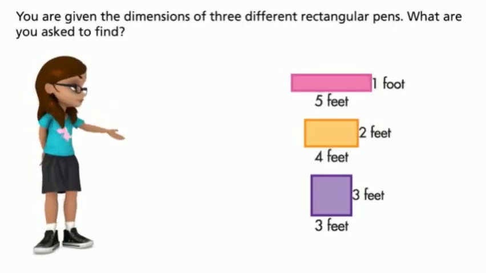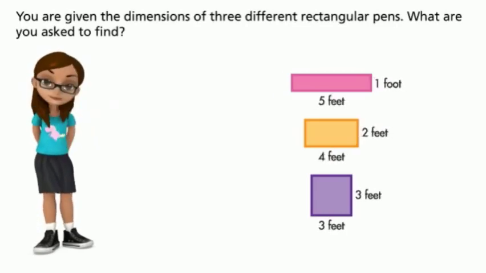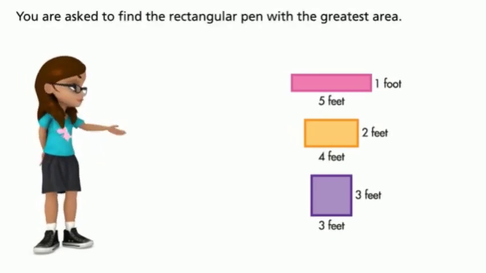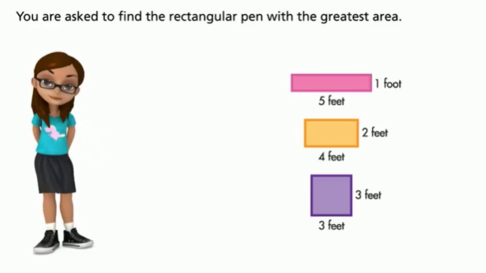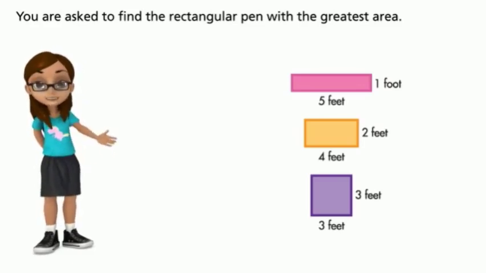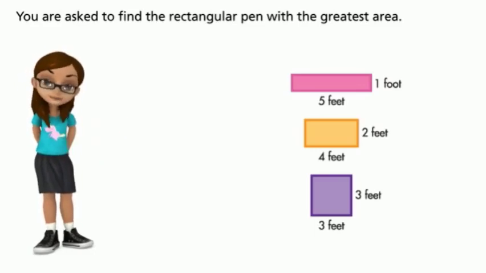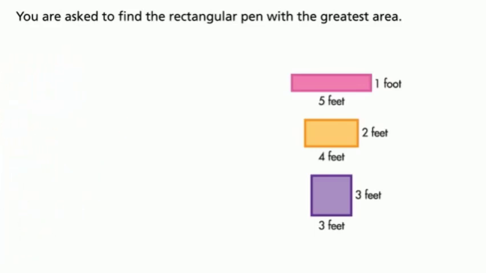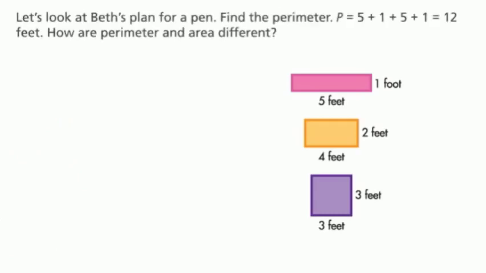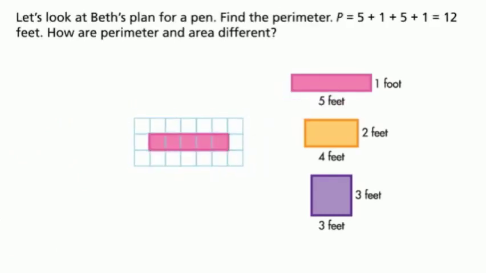You are given the dimensions of 3 different rectangular pens. What are you asked to find? You are asked to find the rectangular pen with the greatest area. Drawings help you see how the rectangles are similar and different. Let's look at Beth's plan for a pen. Find the perimeter. P equals 5 plus 1 plus 5 plus 1 equals 12 feet. How are perimeter and area different?